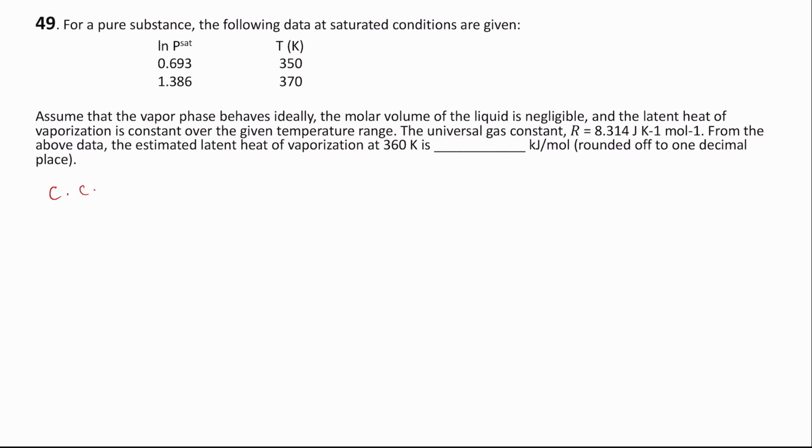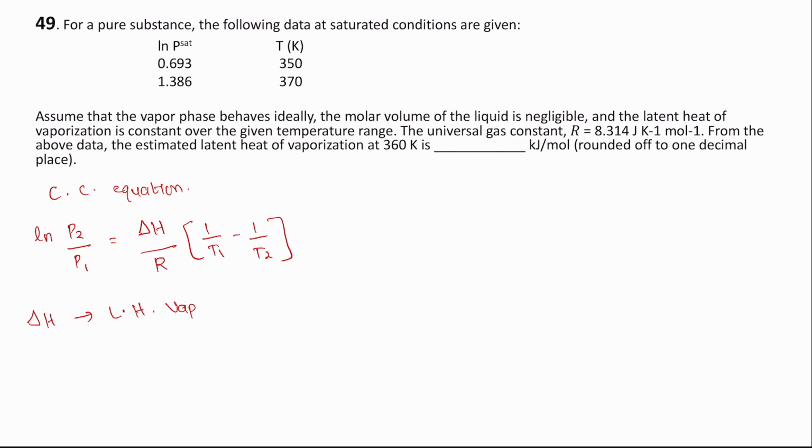So we can solve this by using the Clausius-Clapeyron equation. And this is relatively a straightforward thermodynamic question. So this is basically direct substitution. One of the forms of the Clausius-Clapeyron equation is given as ln P2 by P1 is equal to delta H by R, the whole into 1 by T1 minus 1 by T2. So our aim here is to find delta H, which is the latent heat of vaporization.